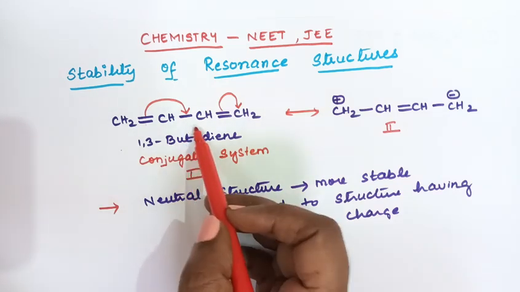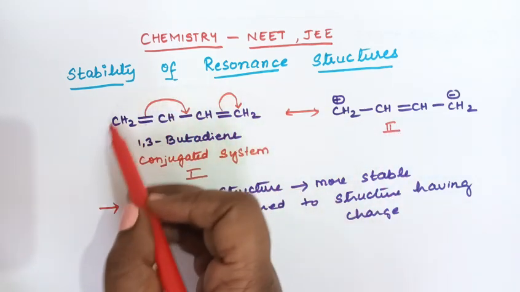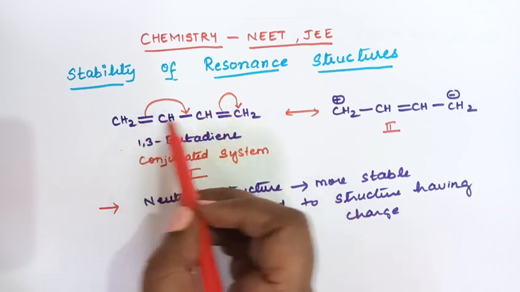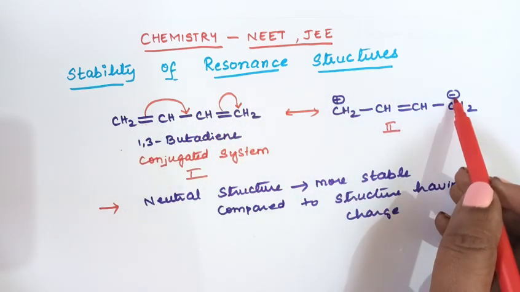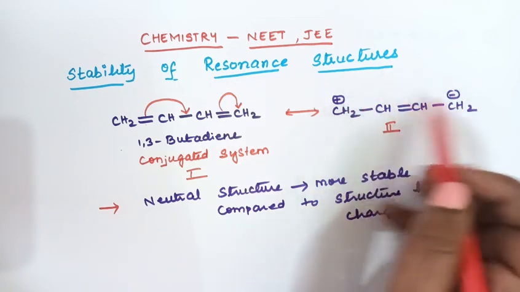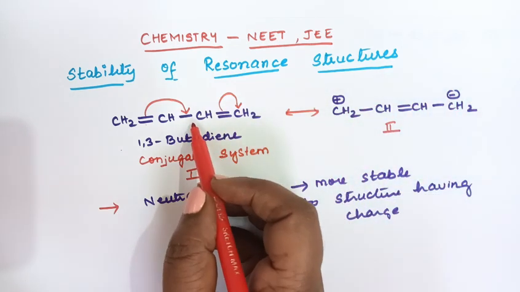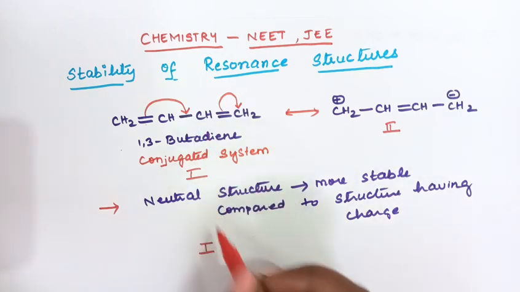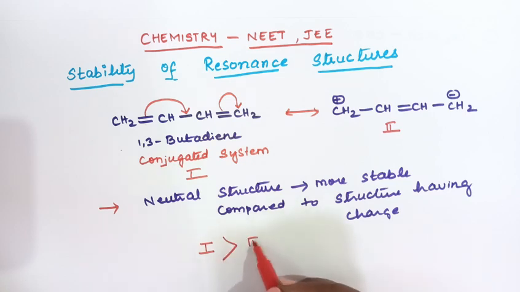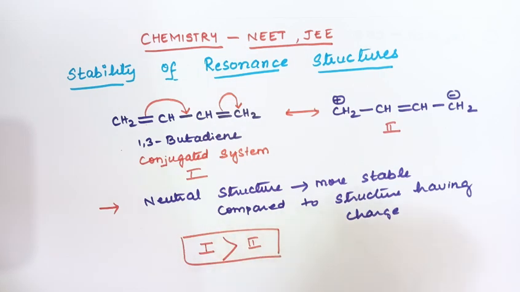So here between structure 1 and 2, you can see this is a neutral structure. You cannot see any charge on this. Whereas here you can see a plus sign and then there is a minus sign. So this is a structure having charges. Therefore, structure 1 will be more stable compared to 2. So for stability, if you have to write, resonating structure 1 will be more stable when compared to 2. So this is how we find. Students, we will take some more examples and find which is more stable.